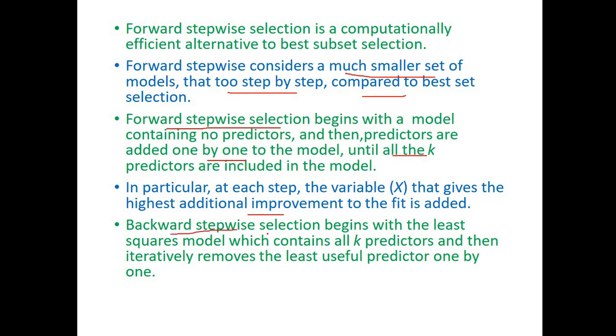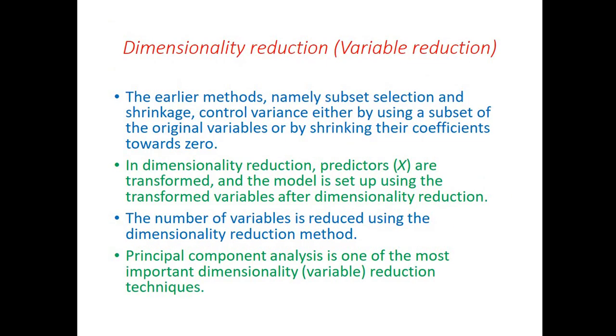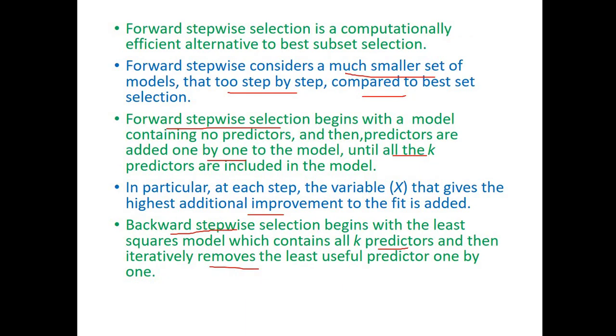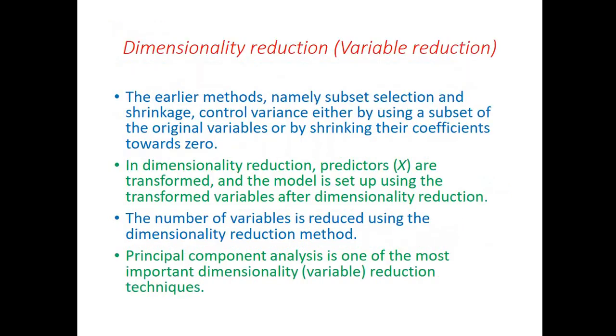Whereas backward stepwise selection begins with the least square model, which contains all k predictors, and then iteratively removes predictors one by one. And finally, it will choose the predictors that give the best prediction accuracy for the dependent variable.